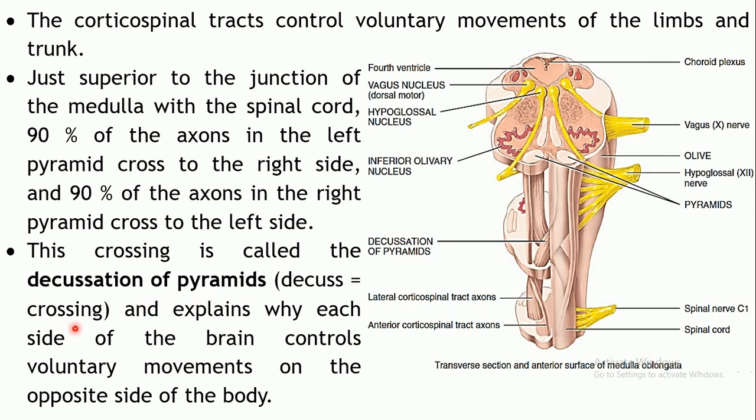Decuss means crossing. So this particular crossing of the axons explains why the right half of your brain controls the left side of your body, and the left half of your brain controls the right side of the body. I hope you all are aware of that. That's because the motor neurons which are descending downwards cross to the opposite side.